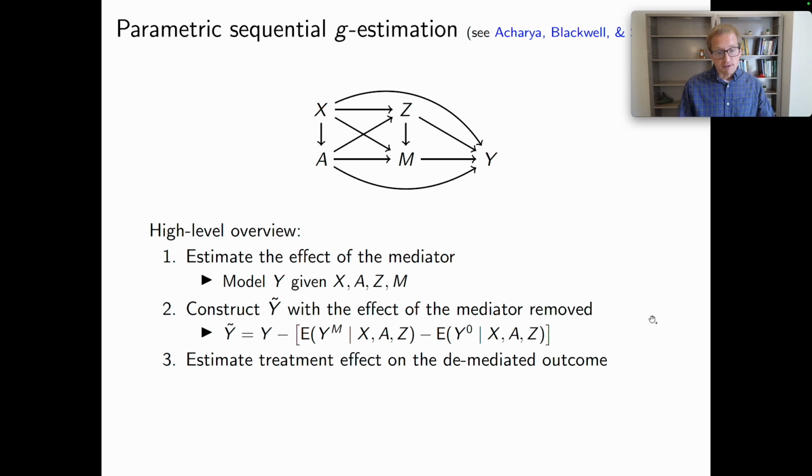Next, we estimate a new model, where we now estimate the effect of the treatment on this demediated outcome. So to do that, we model our new blipped down outcome Y tilde as a function of X and A, and we proceed to estimate an average causal effect just as we have previously for average causal effects.